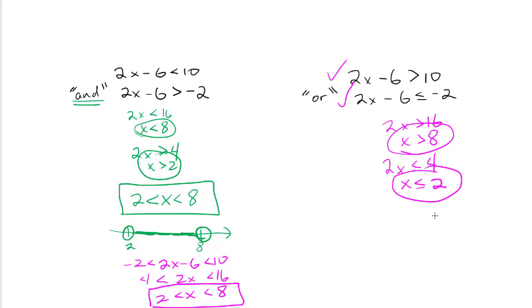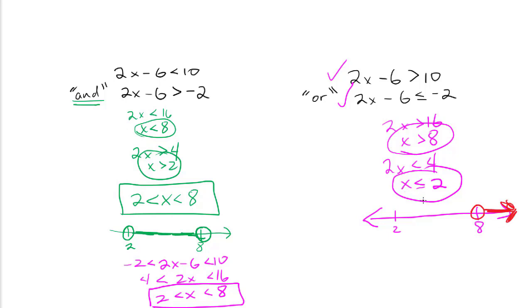What would that look like if I graphed that? That would be something like, again, I've got these points 2 and 8. And the first one, x is greater than 8. So I'd have an open circle at 8 and greater than. It's everything to the right of 8, but not including 8.